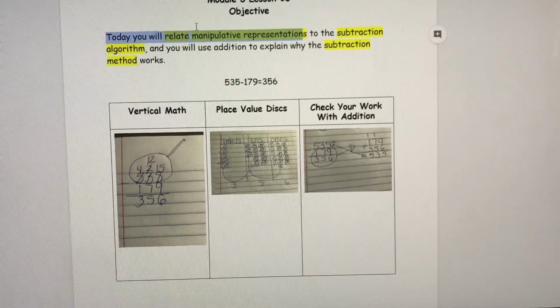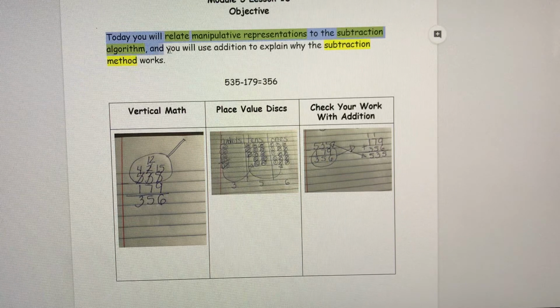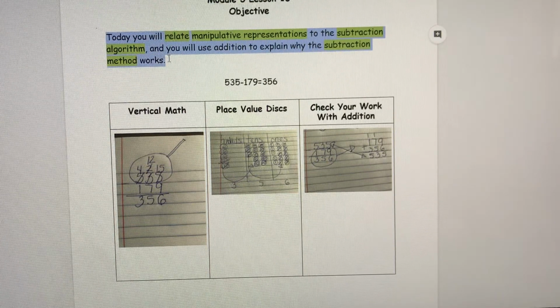Today you're doing Module 5, Lesson 13. Our objective is today you will relate manipulative representations to the subtraction algorithm, and you will use addition to explain why the subtraction method works.